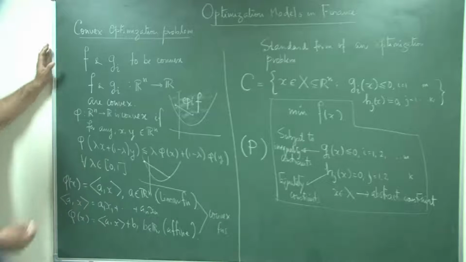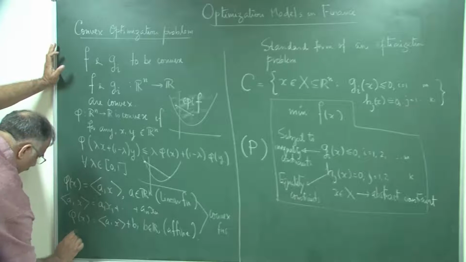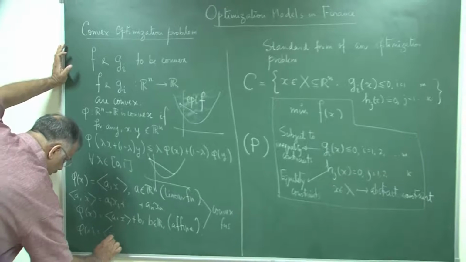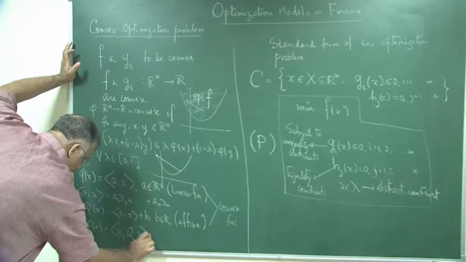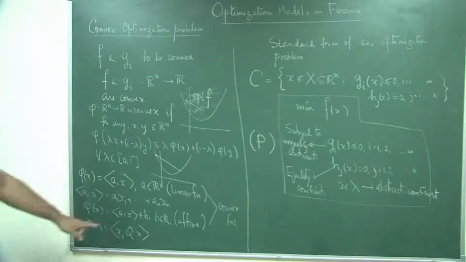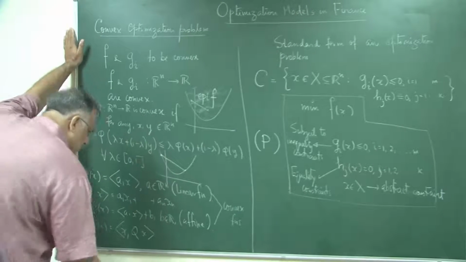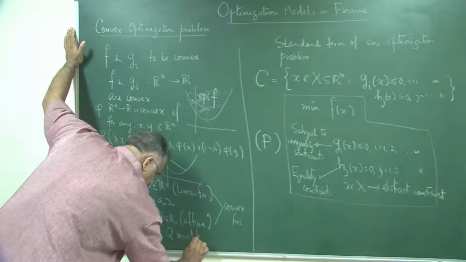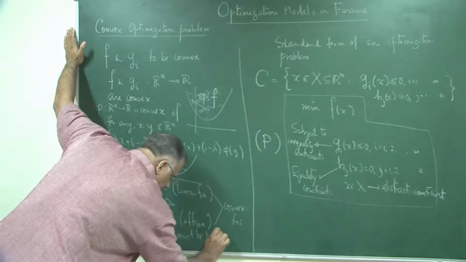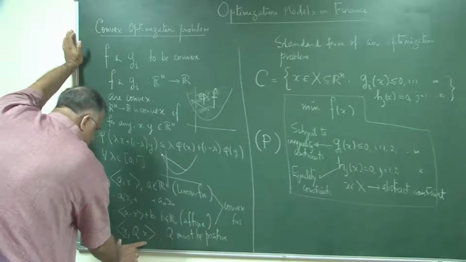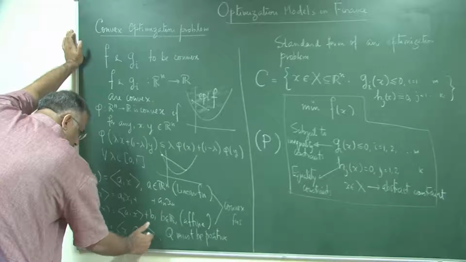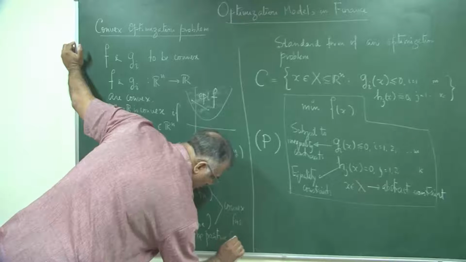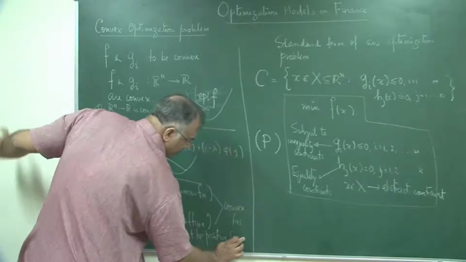So here, for example, another important class of convex functions is that of the quadratic form, x transpose Q x. So this is a quadratic form, and this Q must be positive semi-definite. That is, this quadratic form must always be greater than or equal to 0 for any x in Rn that you choose. Must be positive semi-definite.